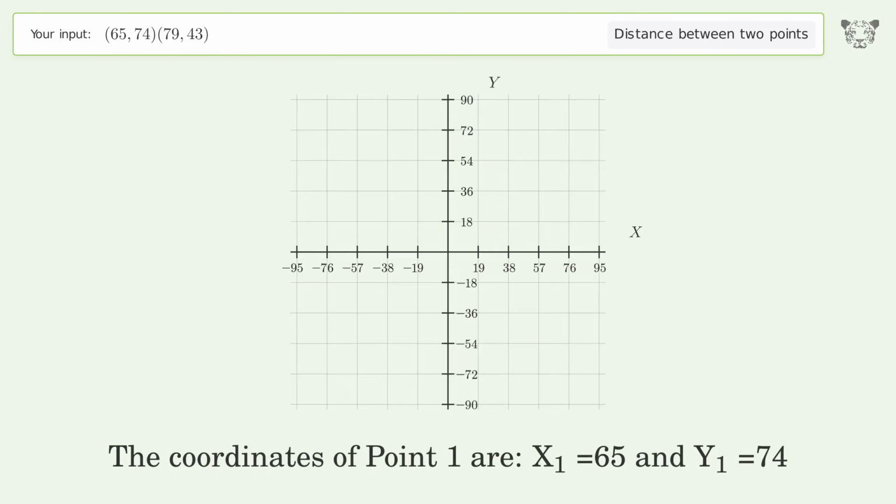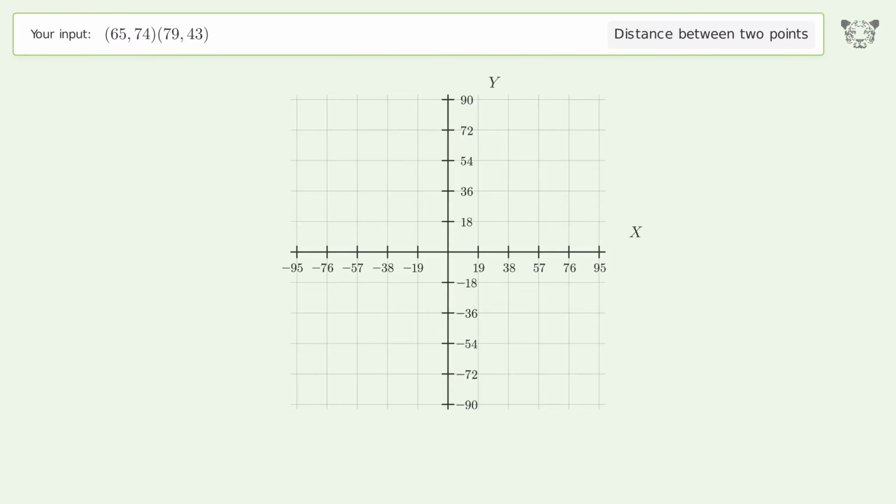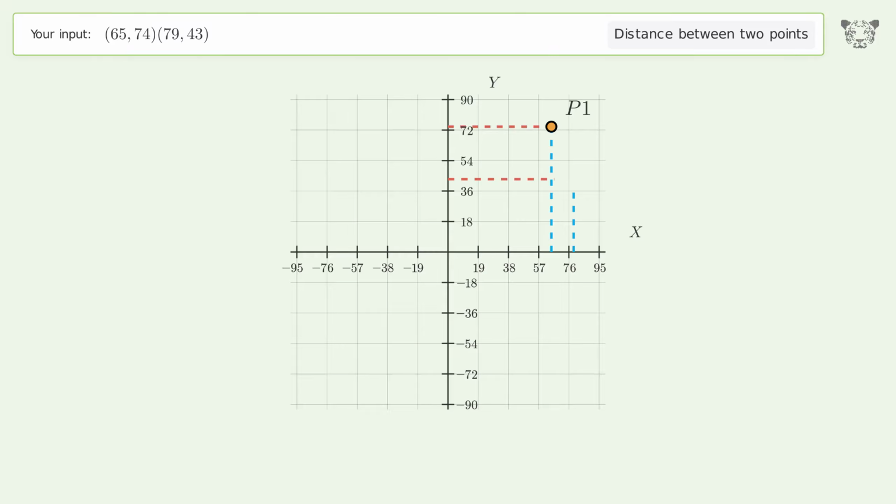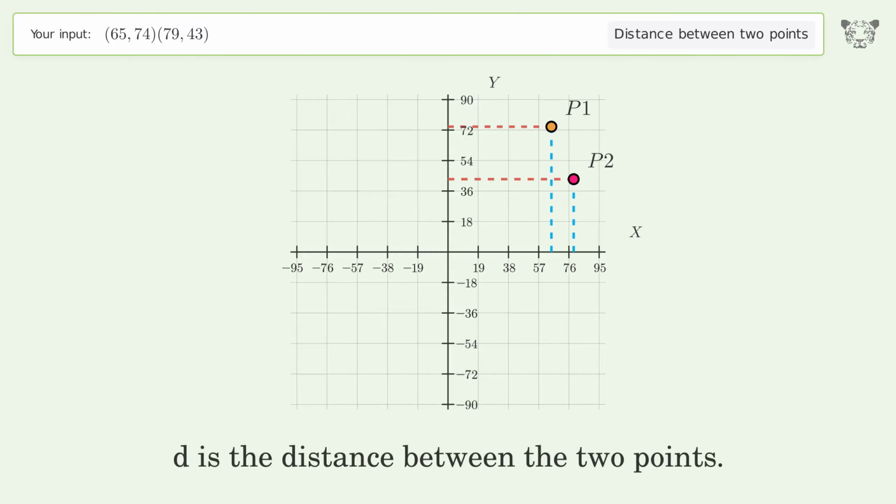The coordinates of point 1 are x1 equals 65 and y1 equals 74. The coordinates of point 2 are x2 equals 79 and y2 equals 43. D is the distance between the 2 points.